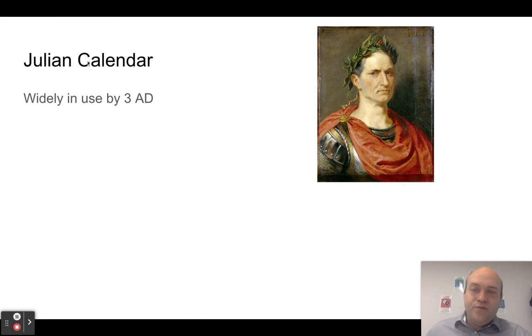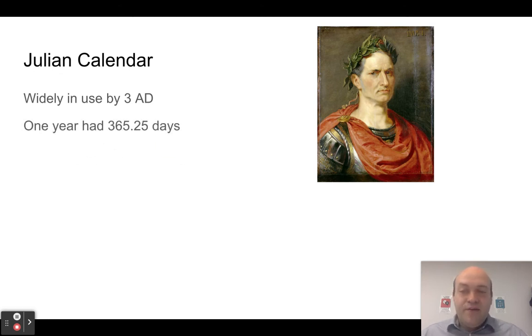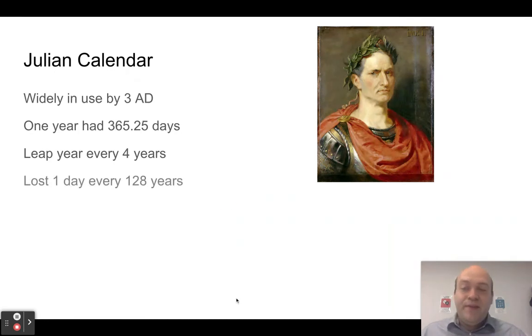And so the Julian calendar was in use throughout the whole empire pretty much by about 3 AD, and every year had 365 and a quarter days. Okay, so that's pretty close to that 365.24 we saw a minute ago. And this was done just by adding a leap year every 4 years, or I should say, adding a leap day every 4 years. Now it was close, but it wasn't perfect because again, it's that 365.25 rather than 365.24, and so it actually lost a day every 128 years. The calendar would get one day off.